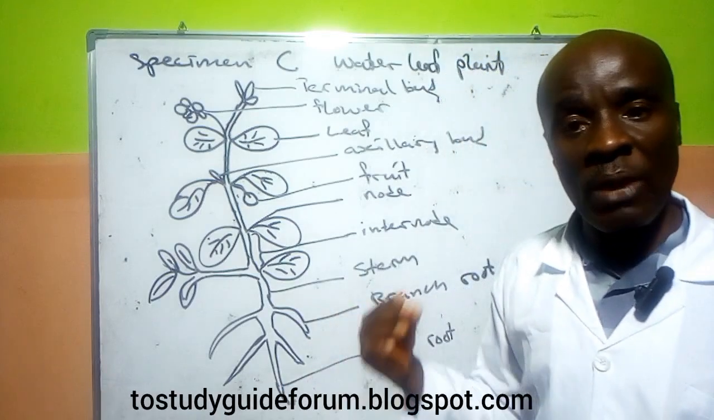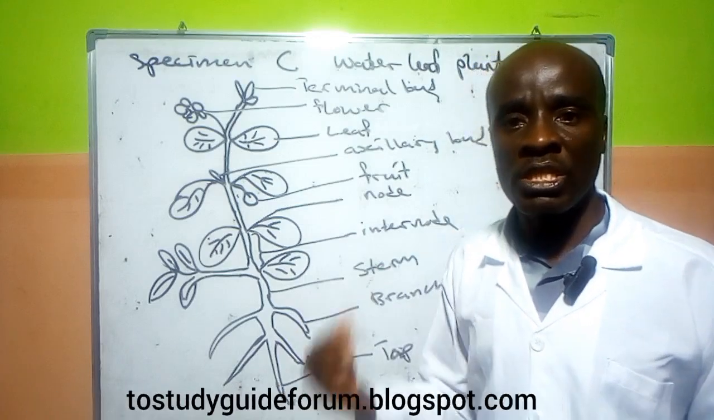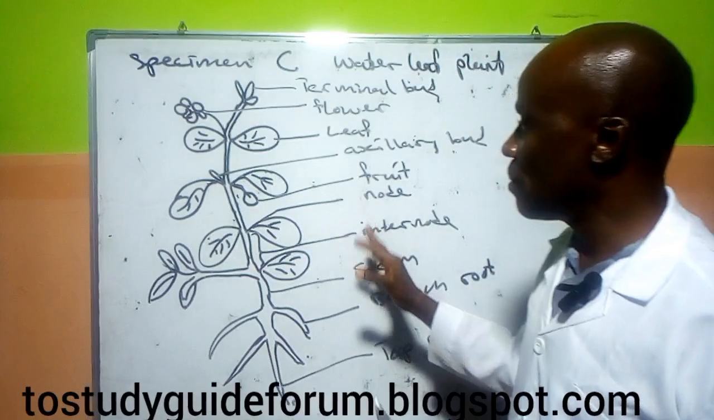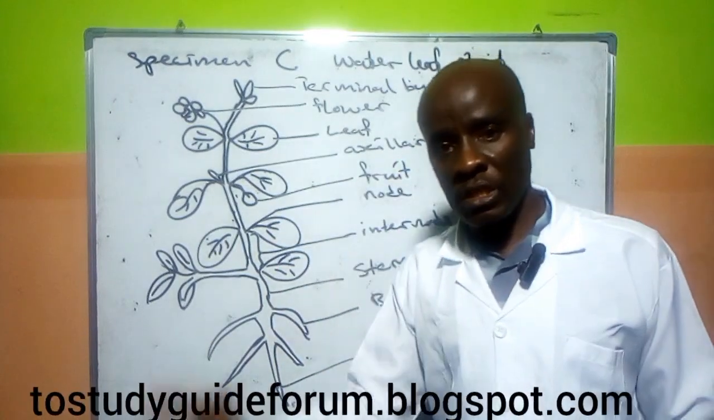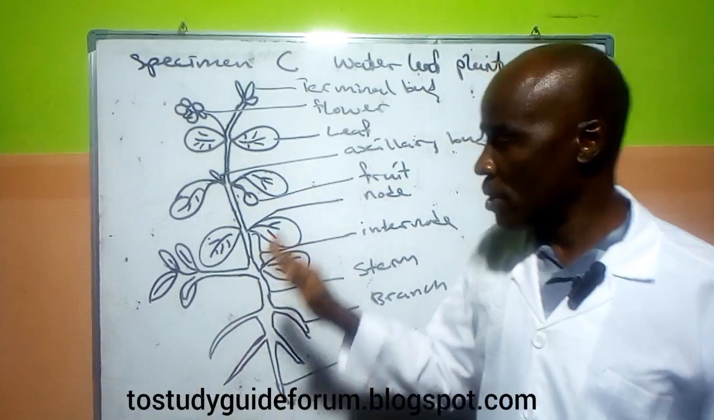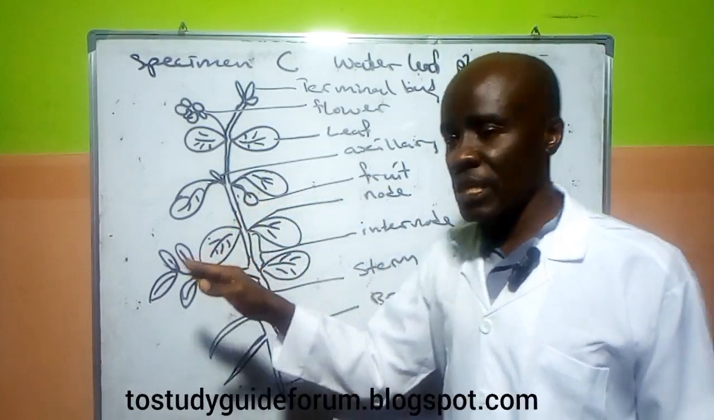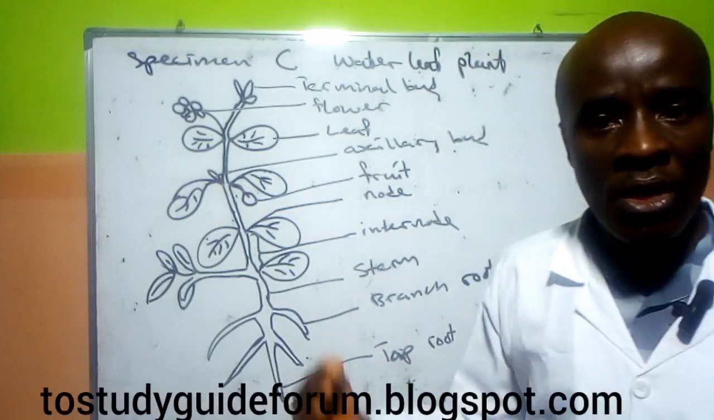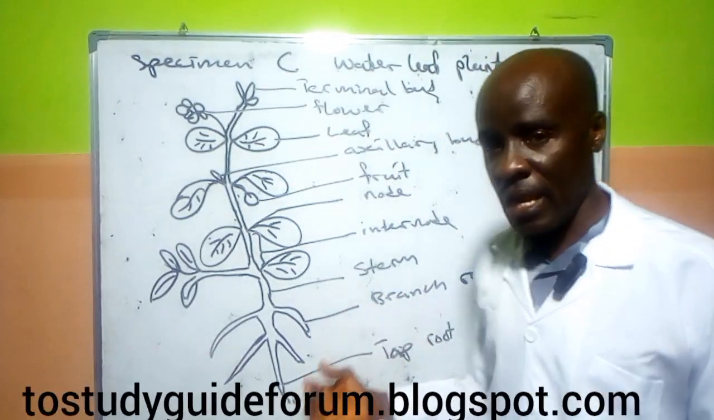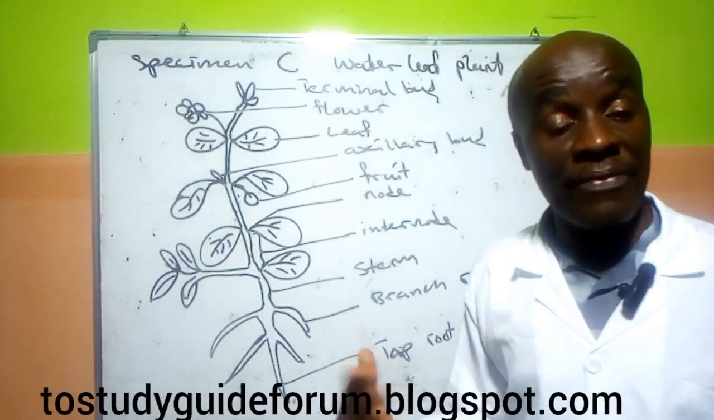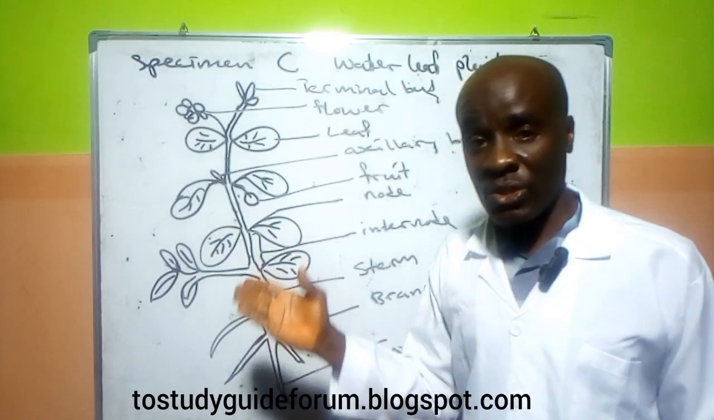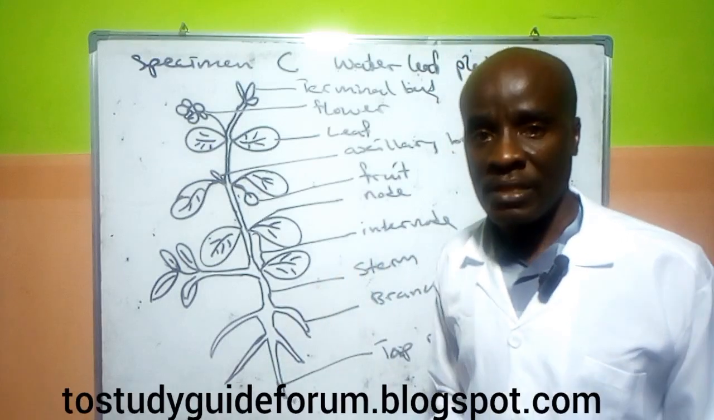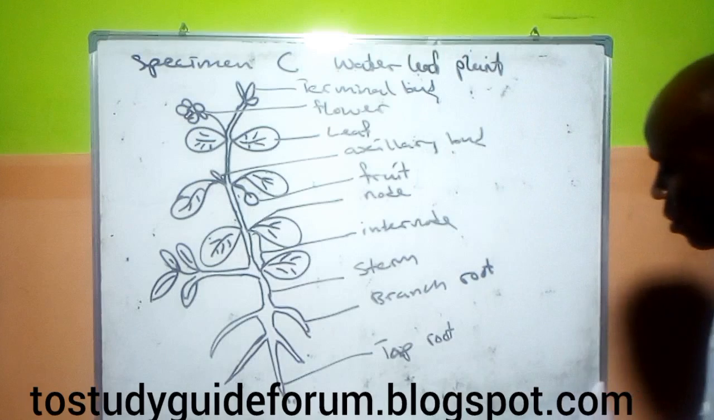Now we have the taproot system, telling you that the plant is what? A dicotyledonous plant, unlike what we have in monocots, which is the fibrous root system. This plant has a taproot system. And then the veins, it has reticulate venation in the leaves, meaning that they are not parallel veins, because as a result of what? They are dicotyledonous plants. So this is what we want to look at here.